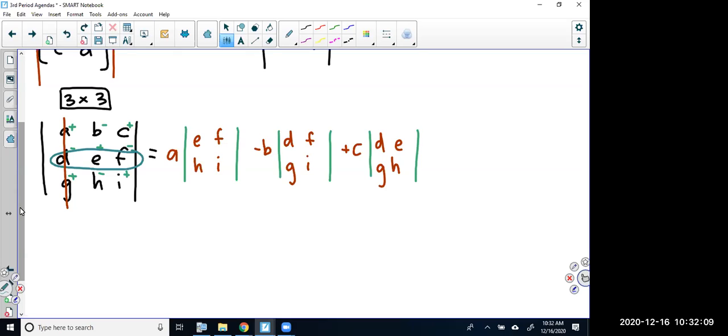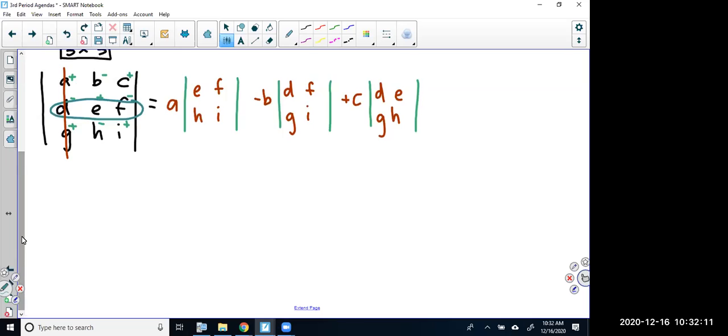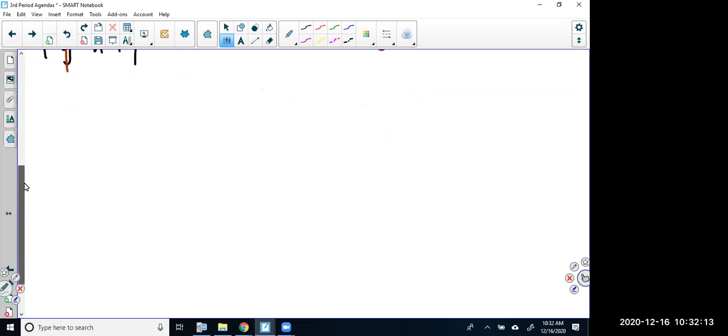So let's see an actual example. Here's our actual example. It is the determinant of the matrix with 6, 1, 1 across the top, then 4, negative 2, 5, and 2, 8, 7.